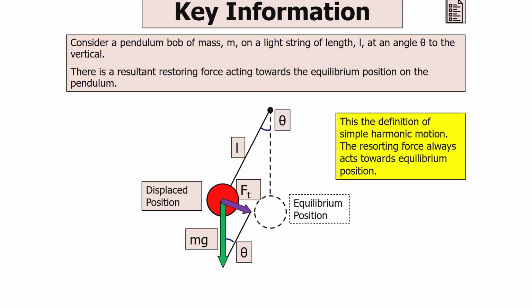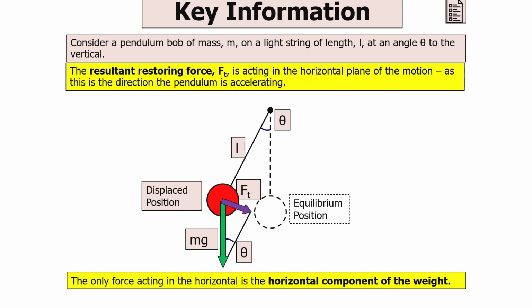Now, we know there's a resultant restoring force acting towards the equilibrium position on the pendulum. This is the definition of simple harmonic motion. The restoring force always acts towards the equilibrium position. So we know our resultant restoring force is acting in the horizontal plane of motion, as this is the direction the pendulum is accelerating in.